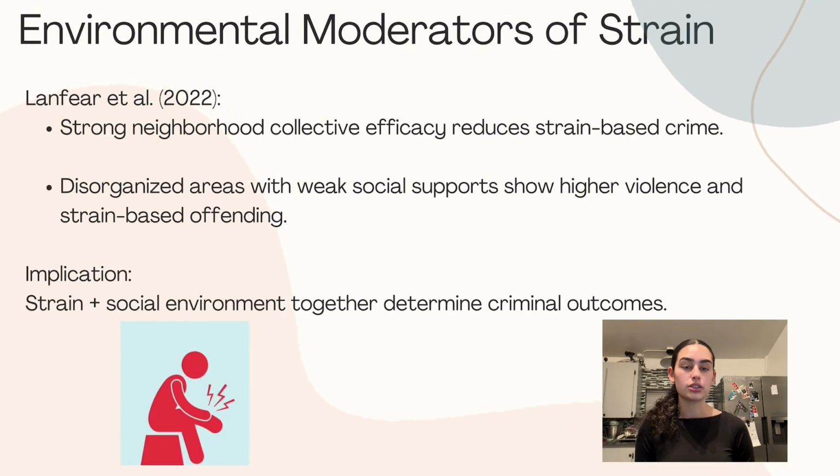Community influences on strain. Research has also shown that the environment around a person can reduce or increase the effects of strain. Lanphier and colleagues found in 2022 that neighborhoods with strong collective efficacy, meaning strong social ties and common values, helped reduce violent crime linked to strain. On the other hand, communities with low support and high disorder had more strain-based offending. This tells us that strain interacts with environment, not just individual psychology.